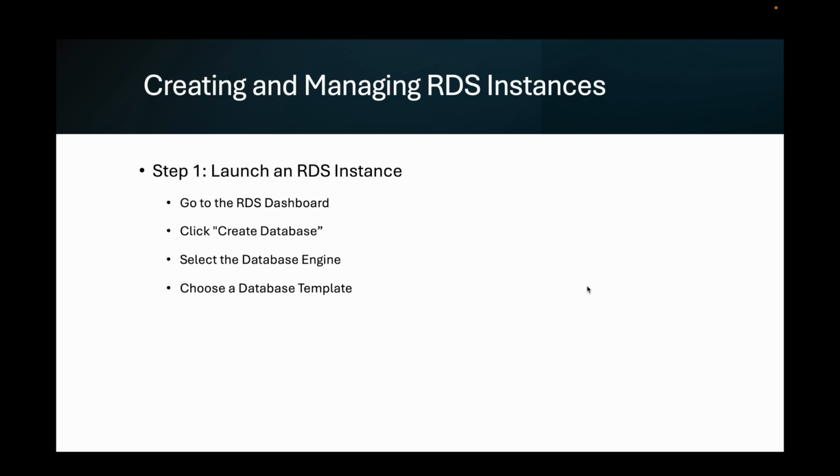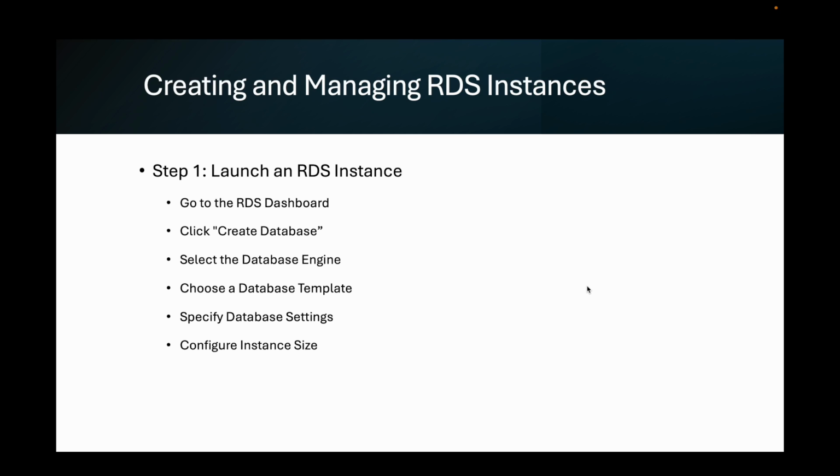Next, choose a database template. Choose the appropriate use case for your database. For production, it automatically includes features like multi-AZ and backups. For dev and test, it's simplified for non-production environments, like single AZ. Specify database settings. In this case, we'll be specifying the DB instance identifier, a unique name for your RDS instance. We'll give a master username, the admin user that will have full control of the database, and we'll give the master password. For that, make sure you choose a strong password.